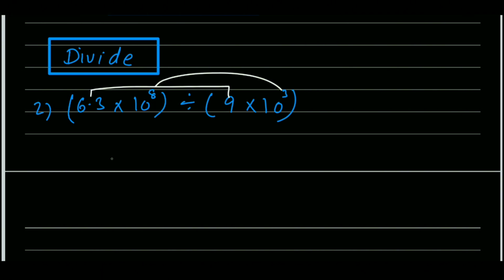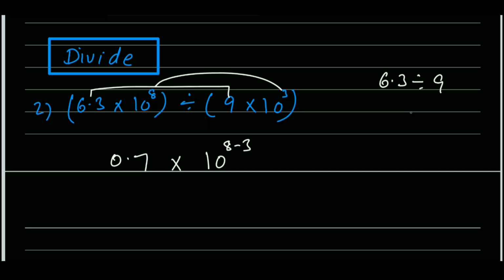6.3 divided by 9 is 0.7. Multiply 10 raised to power 8 minus 3. And if this question will come in P2, you have to show your working of division. How to divide 6.3 with 9.